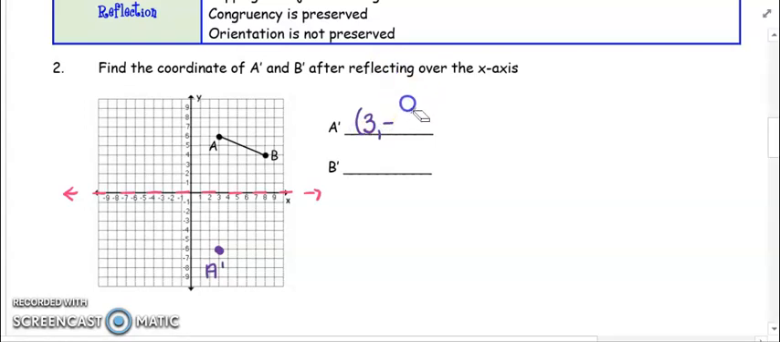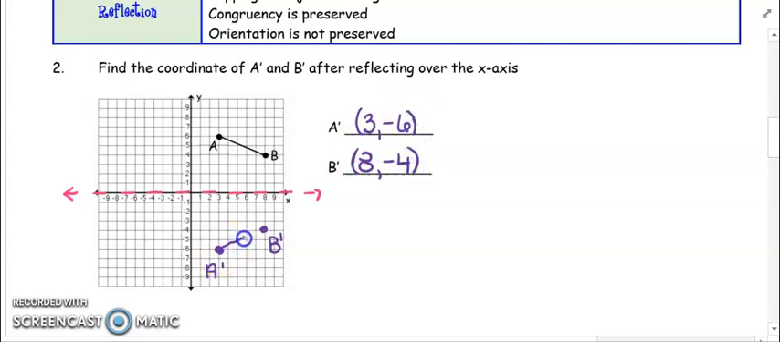To find B prime, we'll do the exact same thing. We'll start at the line and we'll count 1, 2, 3, 4 up. So we count 1, 2, 3, 4 down. Here's B prime, and my coordinate is (8, -4).